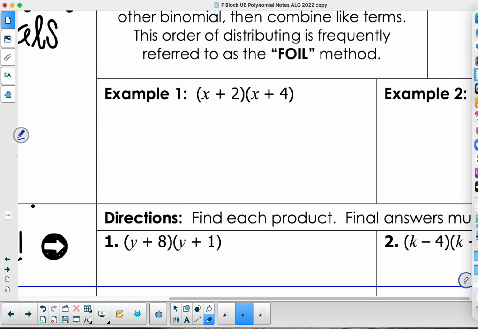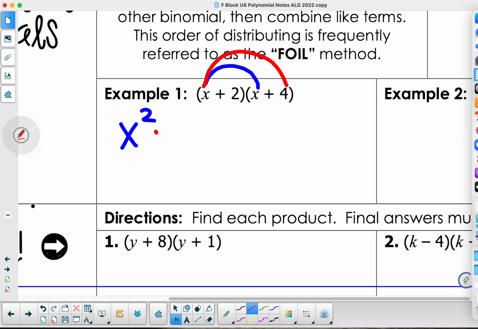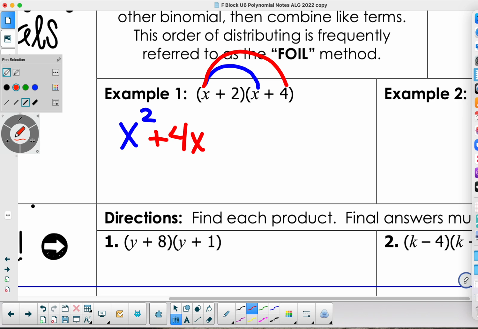Looking at the first example, I start with the first x and I distribute the first x to the first x in the second binomial. That's going to result in x squared, and I'll color code this. Then I move back to the first and I distribute the x to the 4 in the second expression. So that gives me 4x. So I've now distributed the x to both members. The first x has been distributed to both members of the second binomial.